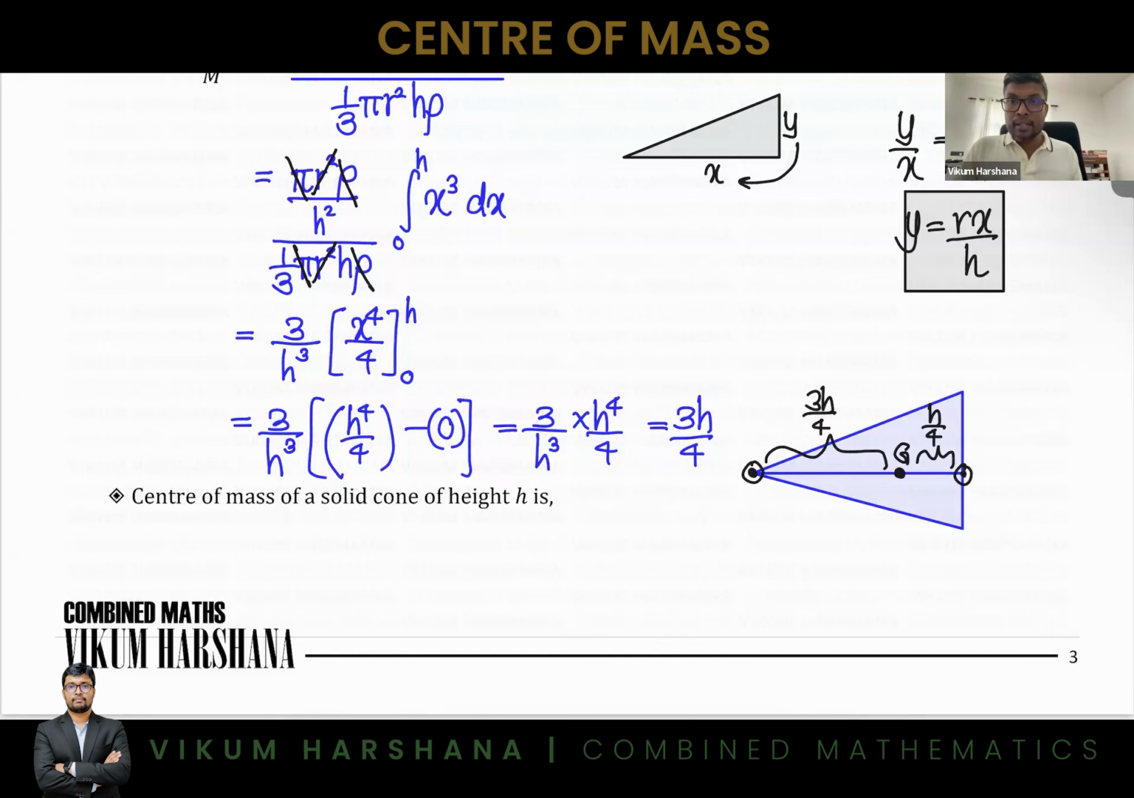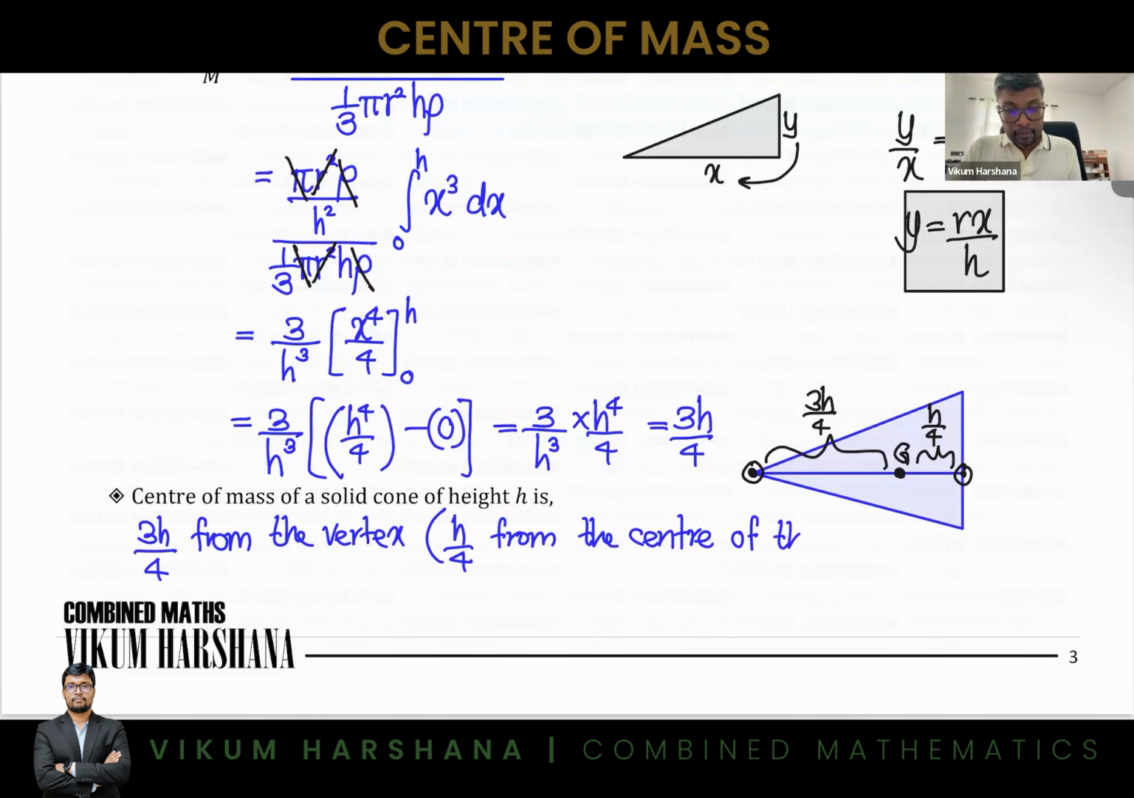So you can write the answer in two different styles, totally depending on the paper, but I will write these two methods here. So you can pick one of them according to the paper. Center of mass of a solid cone of height h is 3h over 4 from the vertex, or you can write h over 4 from the center of the base. That's it.